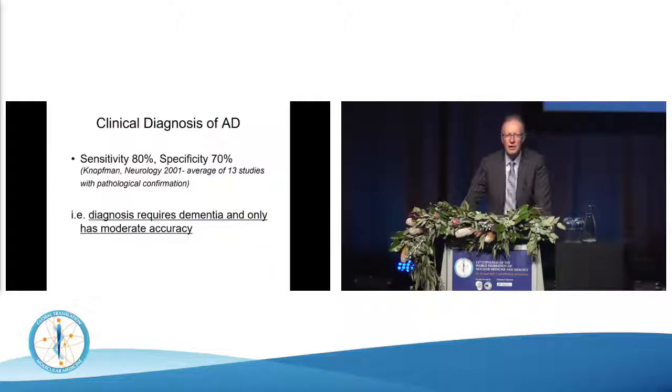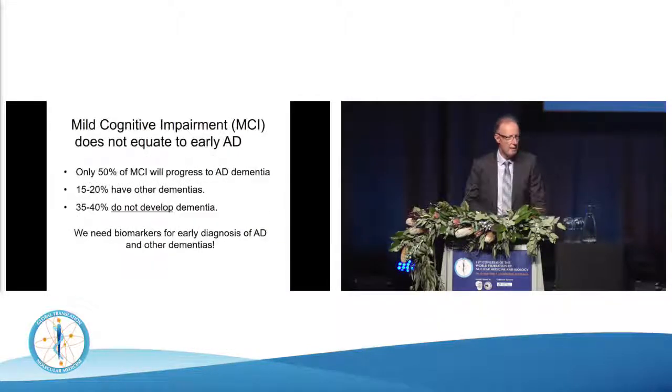And over this time, you officially can't make a clinical diagnosis of Alzheimer's disease. In fact, even if you tried during the mild cognitive impairment phase, you'd get it wrong in 50% of cases if you just equated mild cognitive impairment with early Alzheimer's disease. It turns out that only 50% of people given a label of mild cognitive impairment progress to Alzheimer's-related dementia. 15 to 20% get other dementias, and about a third of them don't actually develop dementia with prolonged follow-up. The only way to diagnose what's going on in somebody with mild cognitive impairment is with biomarkers.